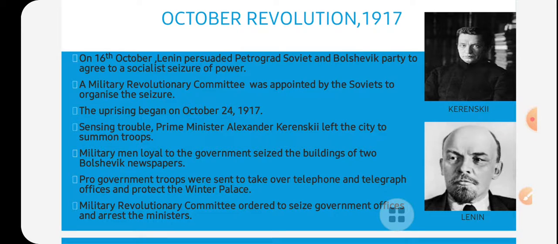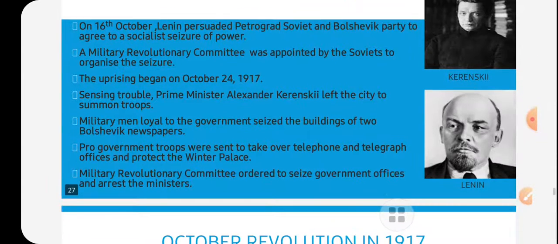Seizure of power means to take control, to take possession, to take into their own hands. So a military revolutionary committee was appointed by the Soviets to organize the seizure, and the uprising began on October 24, 1917.